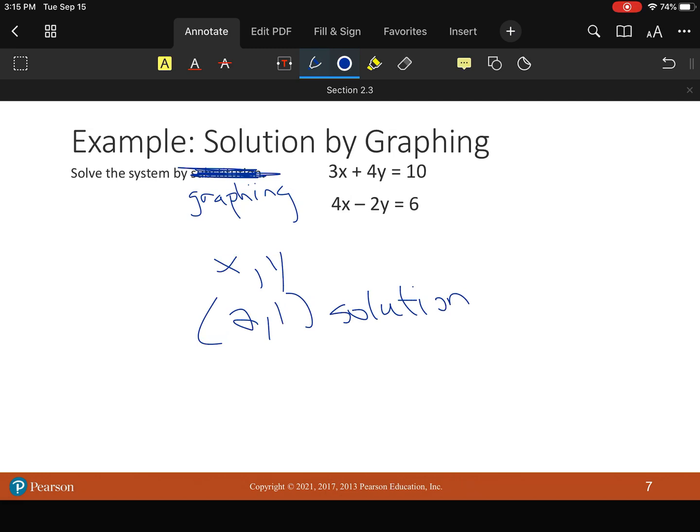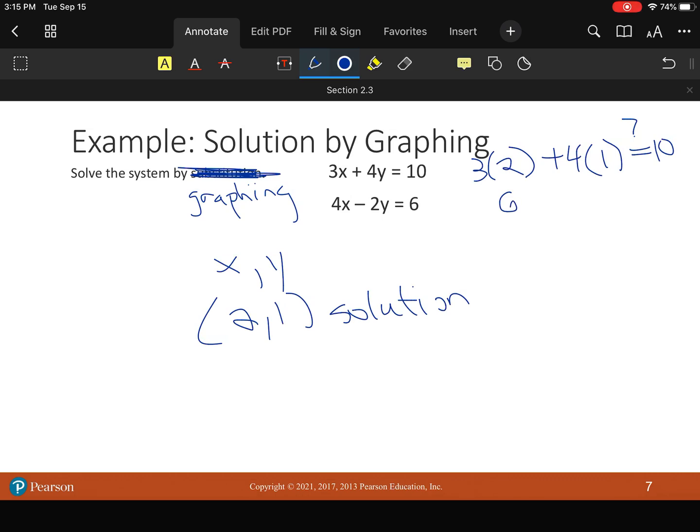Now, first method, real simple. All right, now we're just going to extend it. So we kind of know that's our solution. Let's check it. Let me show you how to check it, and then I'll start another video for solving by substitution. So let's check this. We're going to take 3 times 2 plus 4 times 1, and we're going to say, hey, does that actually equal 10?